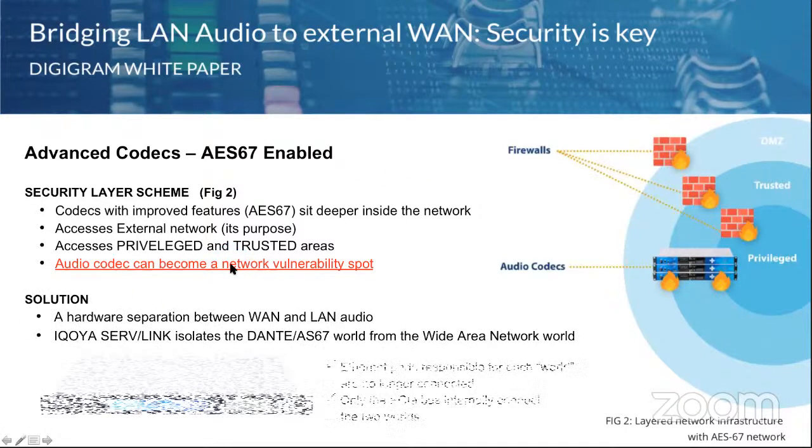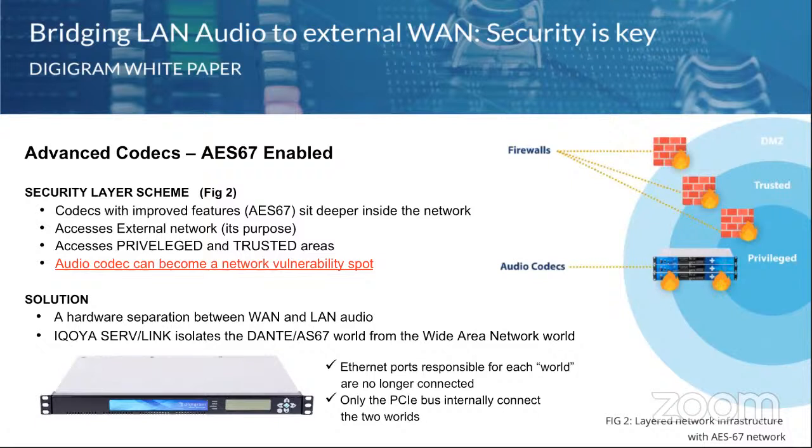So what Digigram did with their Fluid IP design is the Ethernet ports responsible for the internet and the Ethernet ports responsible for the local network are not connected. Only a PCI bus internally connects the two worlds, so you can't hack it through IP. So it makes it extremely secure for that type of situation.